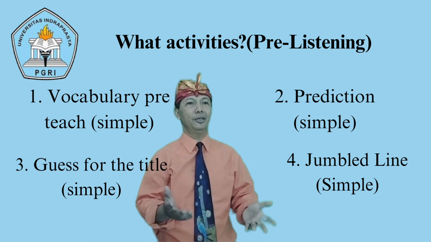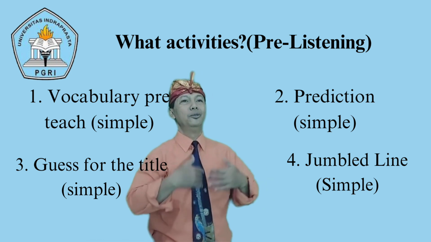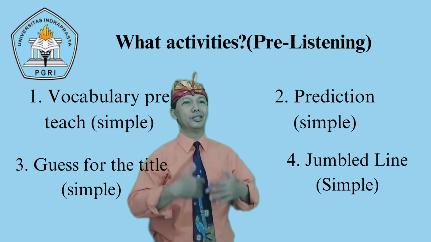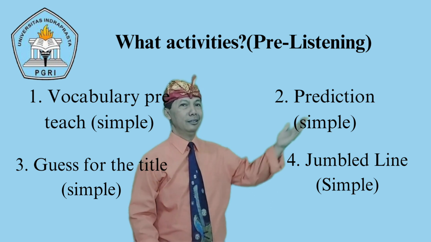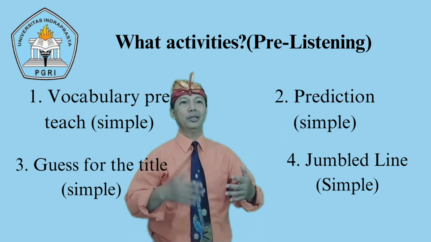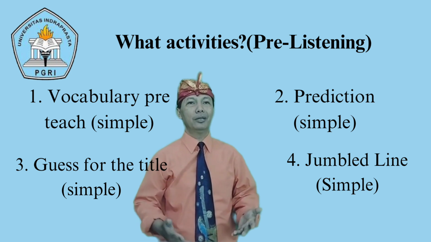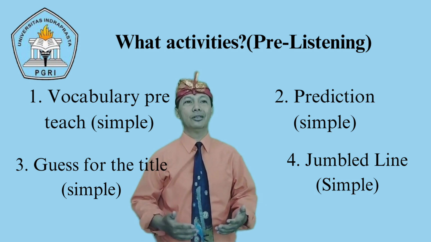And the last activity during pre-listening is jumble line. Of course, in a simple way. In this activity, learners are given a song with jumbled or mixed up lines. They must unscramble the lines to reconstruct the original song lyrics.